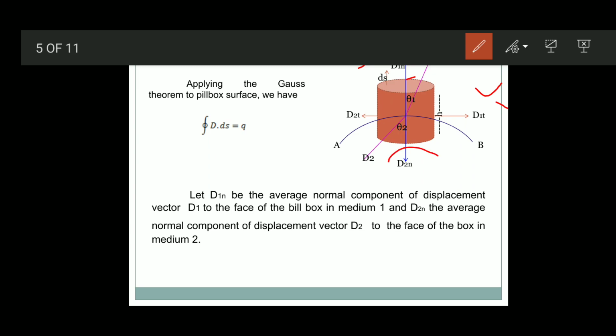Similarly, D2n and D2t are the normal and tangential components of displacement vector D2 in medium 2. D2n is equal to D2 cos theta 2 and D2t is equal to D2 sin theta 2.